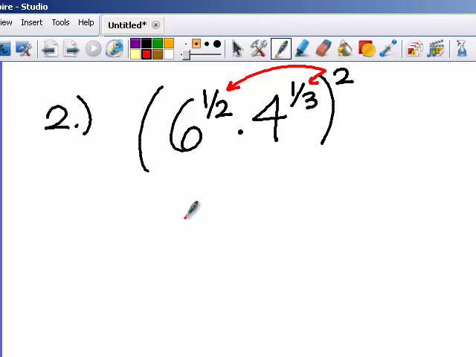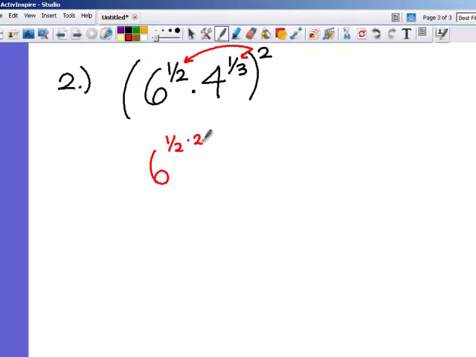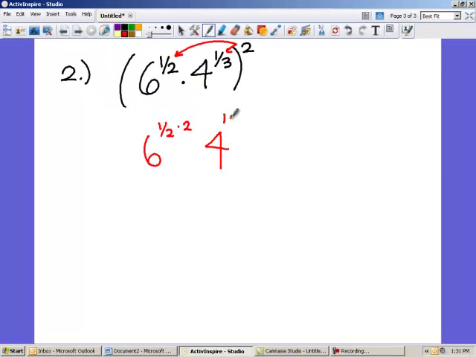So 2 times a half, and then we have 4 to the 1/3 times 2. So 1/3 times 2. And when we do the first one, again, you can put that in your calculator. Parenthesis 1 divided by 2, parenthesis, times 2, and that will actually be just a 1. So 6 to the first power, and if it makes you feel comfortable, you can write the 1. And now we're going to put the little multiplication sign so we know that we're still multiplying here.